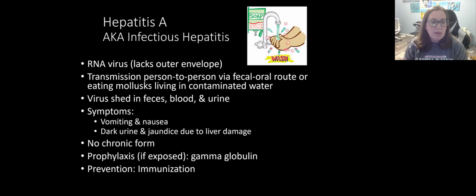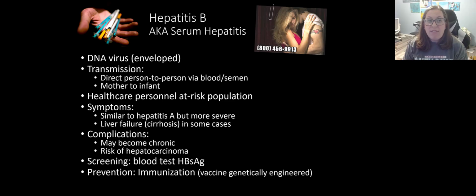We do see that we are going to use prophylaxis if exposed, and this is going to be known as gamma globulin. And there is an immunization that can be helpful with prevention of hepatitis A. We then have hepatitis B. Hepatitis B is known as the serum hepatitis. This one is a DNA virus, which is enveloped. So we see that it's a different type of nucleic acid in the fact of it being DNA, and it does have an envelope, which makes it different than hepatitis A.